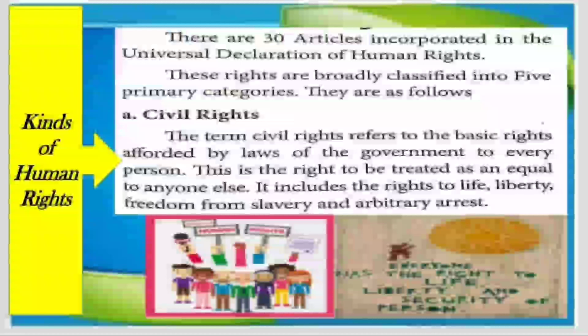The term civil rights refers to the basic rights afforded, that is given by the laws of the government to every person. This is the right to be treated as an equal to anyone else. It includes the rights to life, liberty, freedom from slavery, and arbitrary arrest.